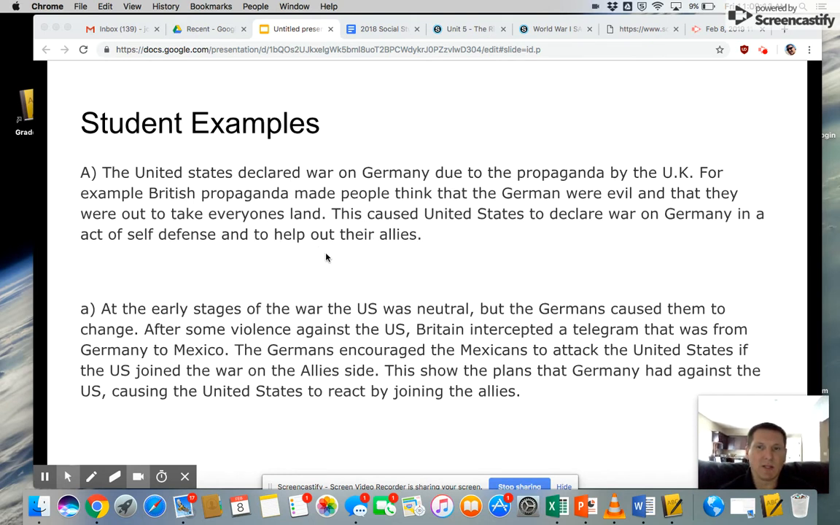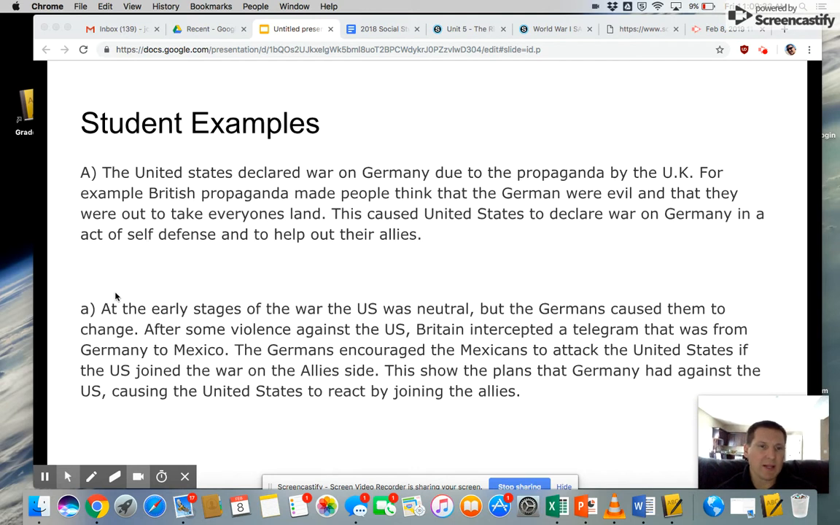But if you guys can see that, yeah, you definitely should be able to tell that you could have been explaining, you could have mentioned the German atrocities at Liège. You could have done a couple of different things here to make sure we understand how the British propaganda made American opinions turn against the war. But fairly decent answer there.